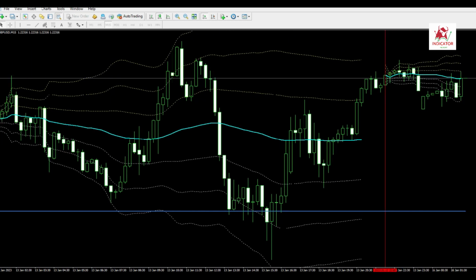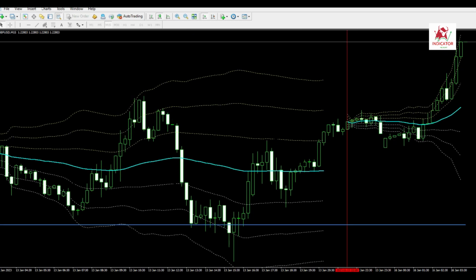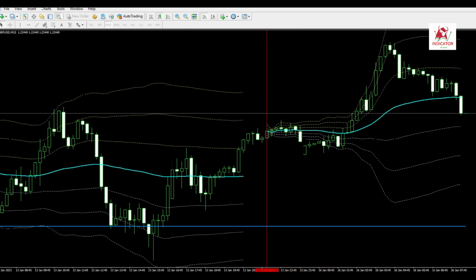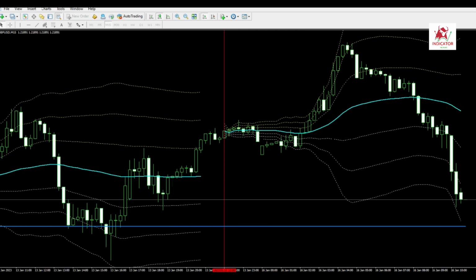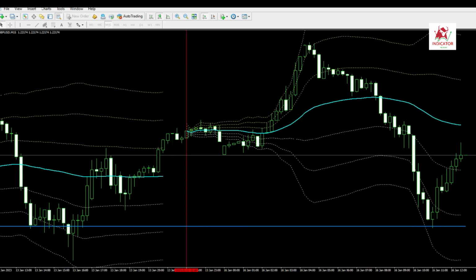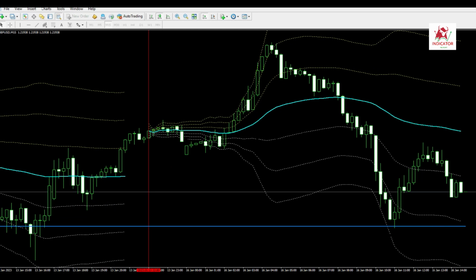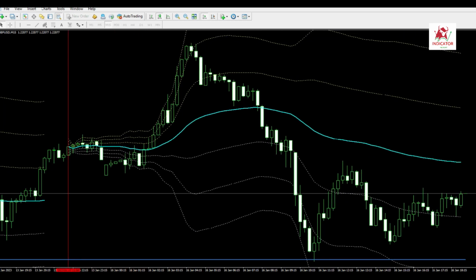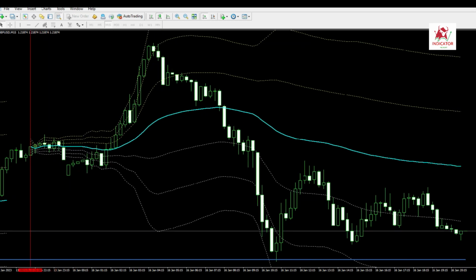VWAP is the average price a security has traded at throughout the day, based on both volume and price. MVWAP is a user-defined average of VWAP calculations and has no final value as it can run fluidly from one day to the next. VWAP is often used as a trading benchmark by investors who aim to be as passive as possible in their execution. Many pension and mutual funds fall into this category.